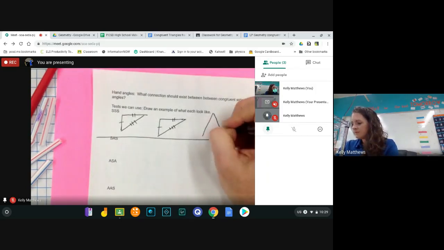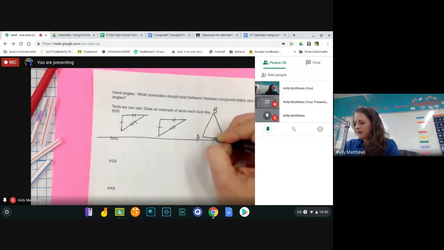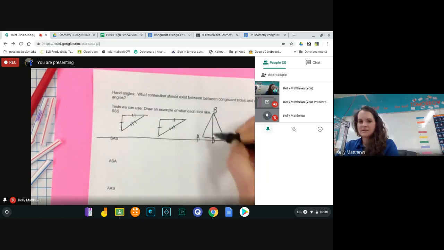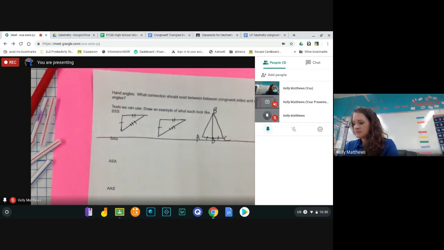A harder example of what that could look like might say something like D is the midpoint of segment AC. Well, we would have to take that information and know that that means those 2 pieces are congruent.